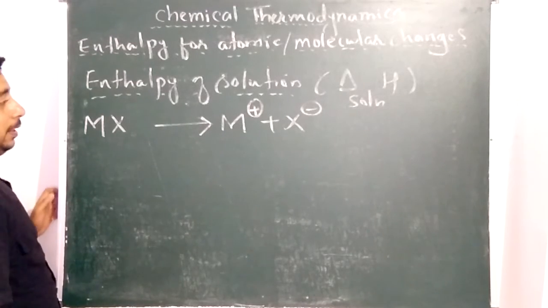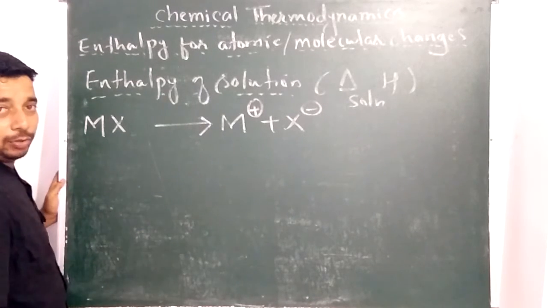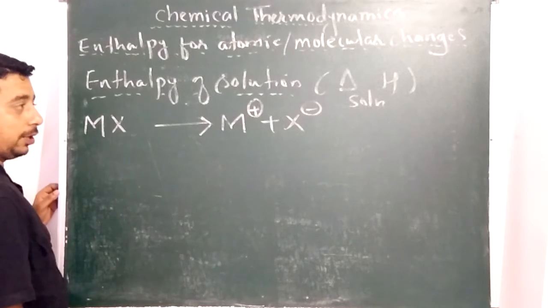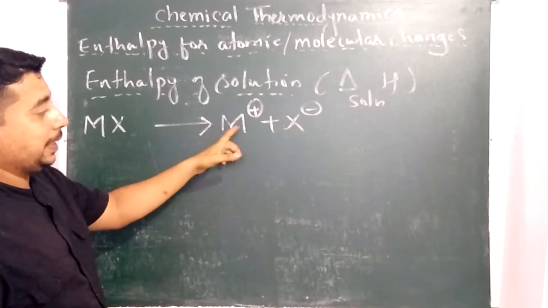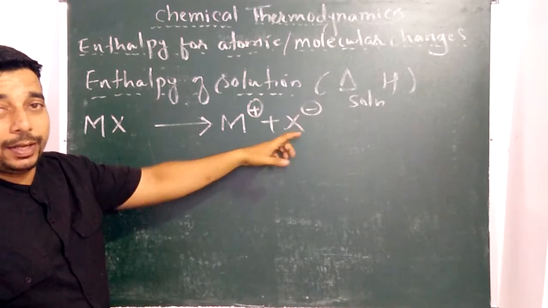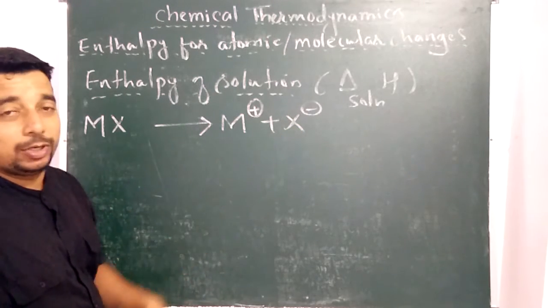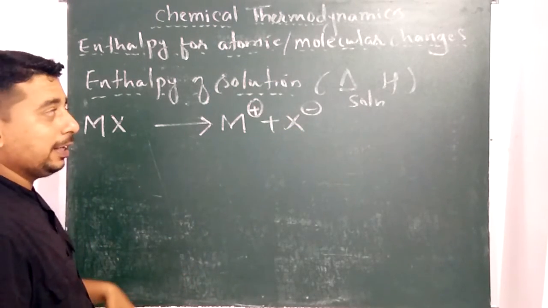Now in the second step, the ions are hydrated by water molecules. Ions are hydrated by water molecules means the water molecules will surround the ions. M plus ion and X minus ion will be surrounded by water molecules, and that process is called hydration.